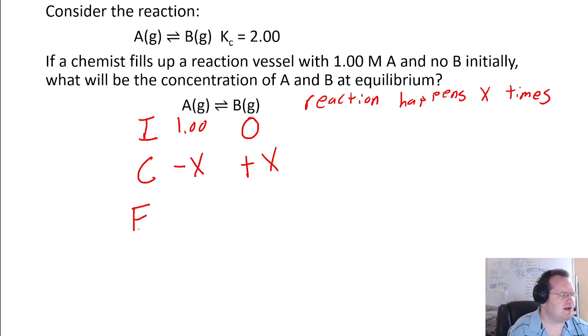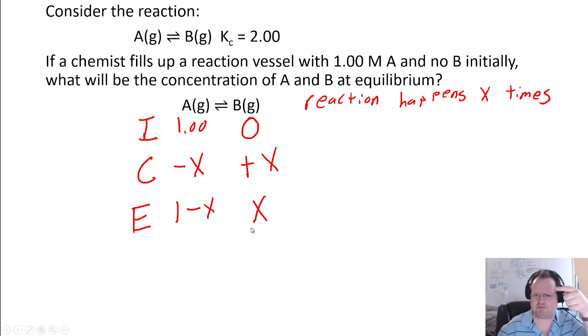So finally, I need to set up my equilibrium conditions. So this will be 1 minus X. And then B is 0 plus X. So we're just literally adding up what's the initial condition, how much did it change by? Well, that's where it's got to be at equilibrium. So we have 1 minus X for A and X for B.